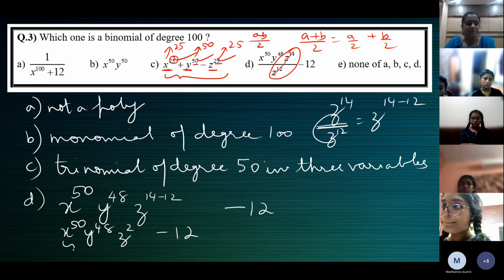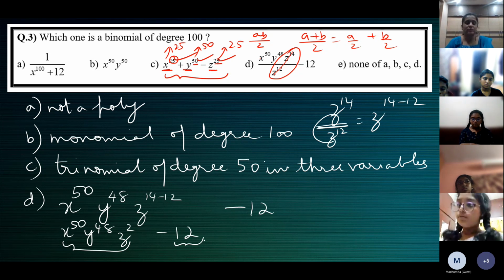So this is only one term. There's only one term, and this is the second term. So it's a binomial. It is a binomial, and the degree is 100.